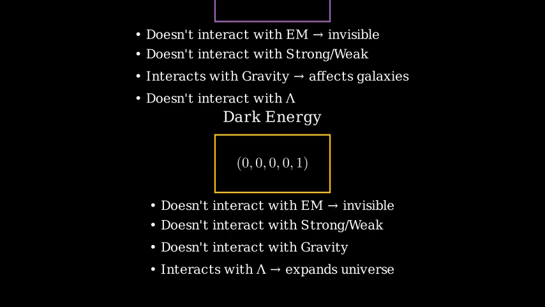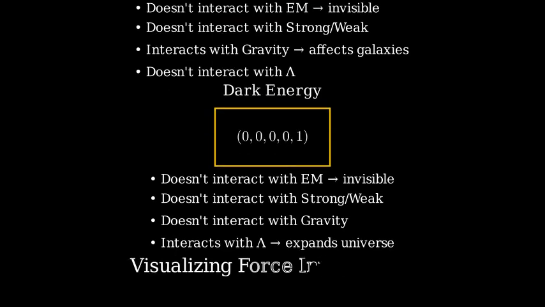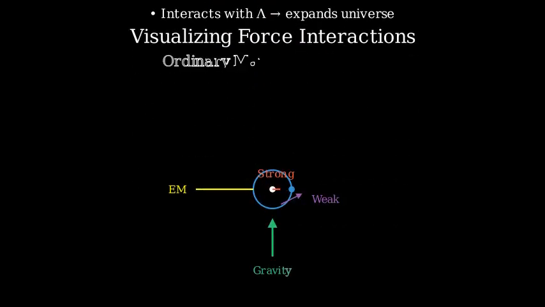Let's visualize how these 3 types of matter interact with the forces. Here's ordinary matter. Notice how it interacts with electromagnetic, strong, weak, and gravitational forces. This is why it forms atoms, emits light, undergoes nuclear reactions, and clumps together into stars and planets.